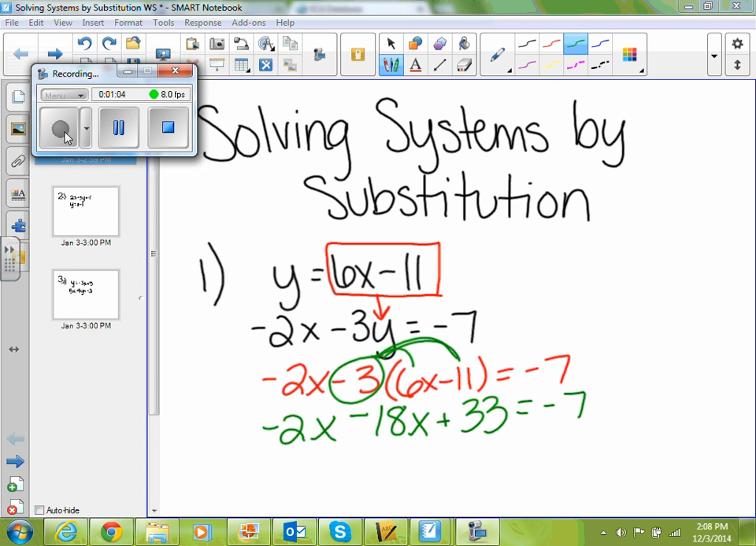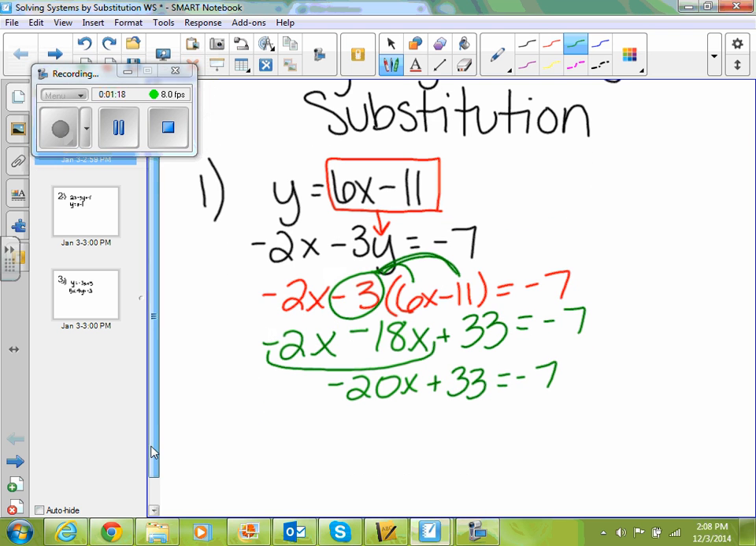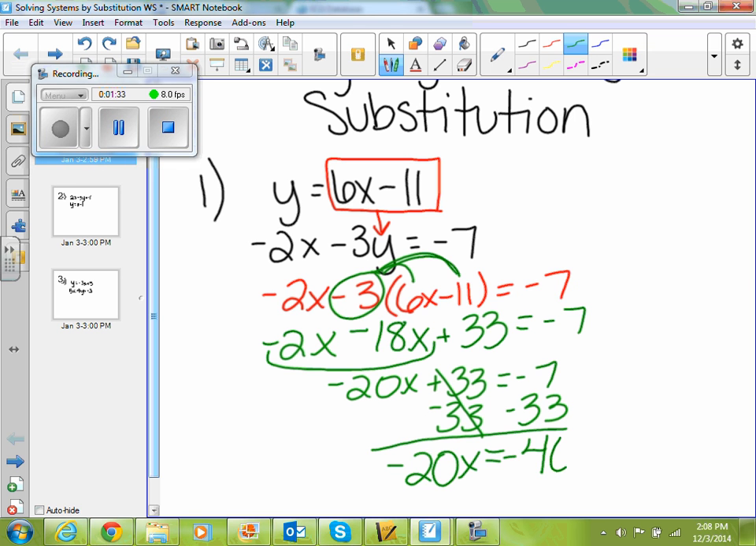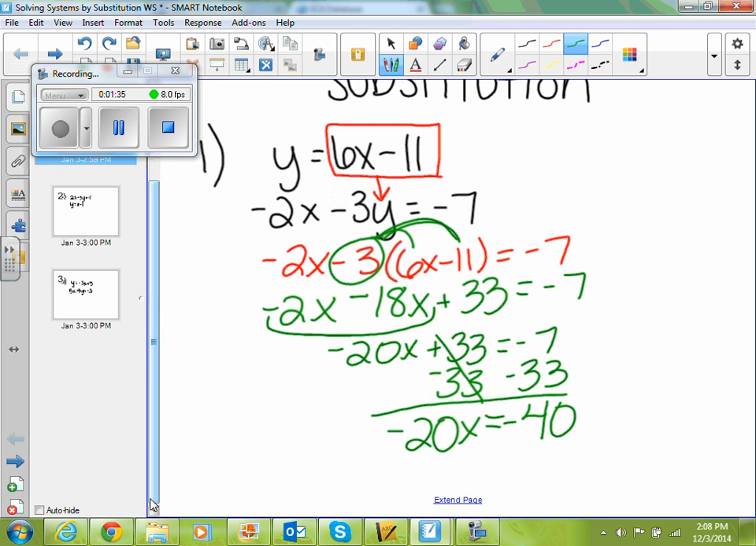So let's combine like terms. Negative 2x minus 18x gives me negative 20x. So negative 20x plus 33 equals negative 7. Minus 33. So I get negative 20x equals, what's negative 7 minus 33? Negative 40.